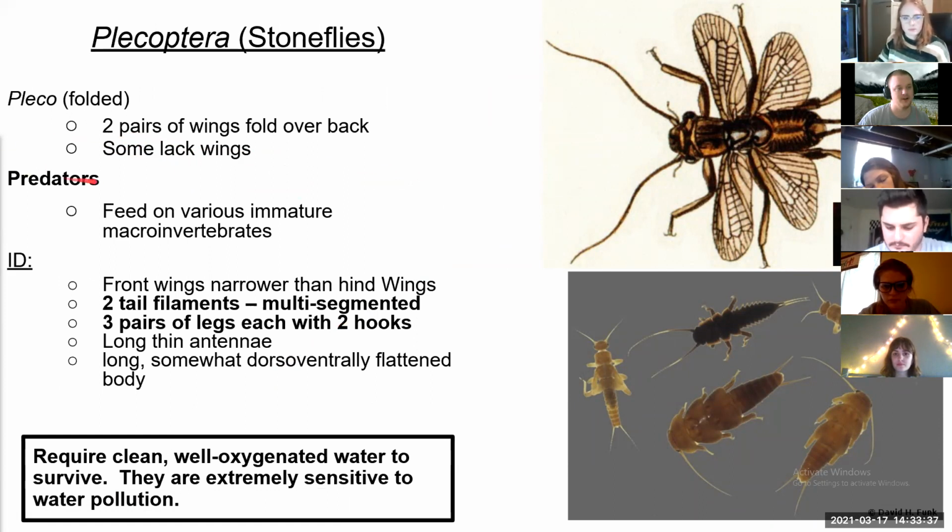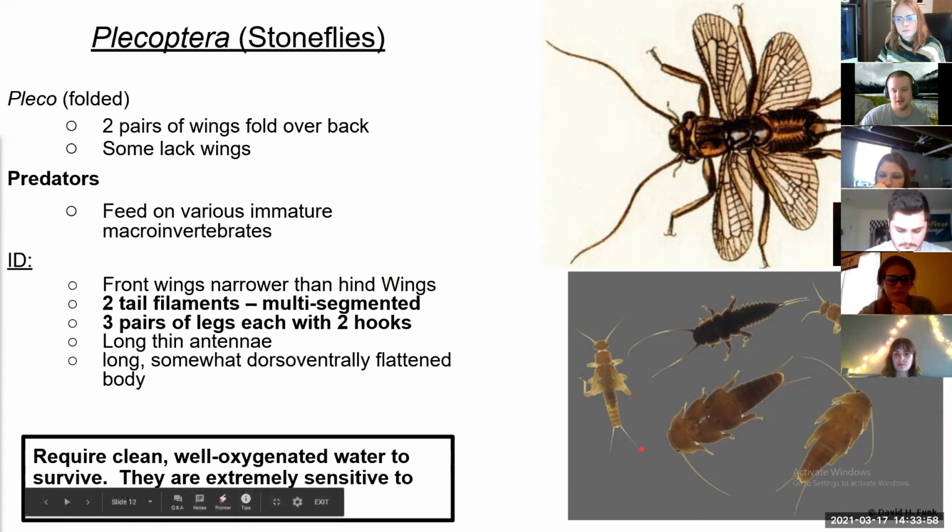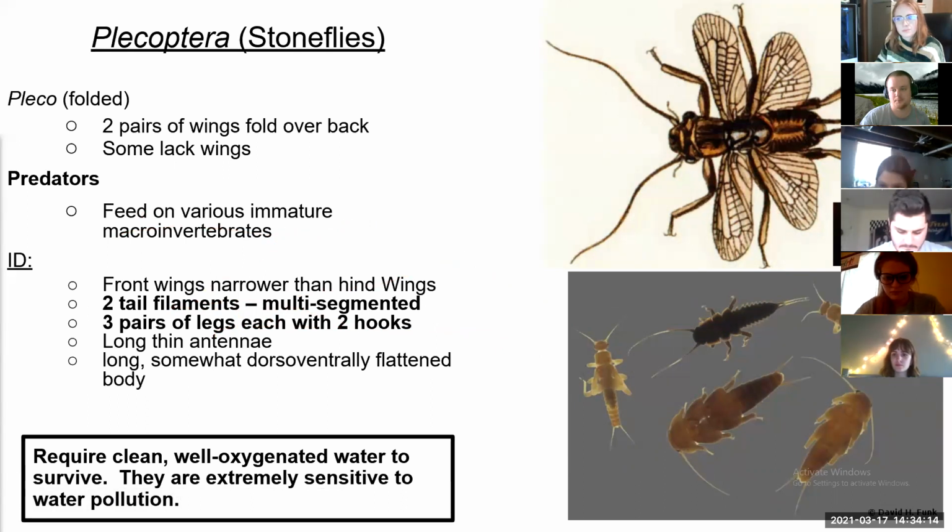These are mainly predators, although some species do feed on other things. A predator in this case is a macroinvert that feeds on other immature macroinvertebrates. The key identification is that this one only has two tail filaments and they're segmented. You can kind of see that in this picture, these little bumps here. And they have three pairs of legs, each with two hooks. I blew this one out so you can see the three pairs of legs, and on the end are two hooks here.